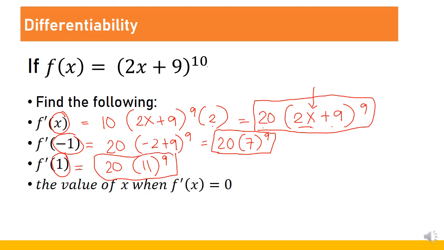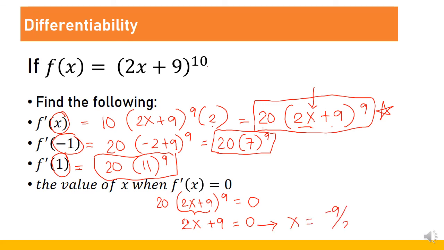What about the value of x when f prime of x is 0? So our f prime of x is this one. So what we have is 20 times 2x plus 9 raised to 9 equals 0. This is 0 when our base here becomes 0. So we just equate the 2x plus 9 to 0. And this gives us x equals negative 9 halves or negative 4.5. Okay, so there you go.